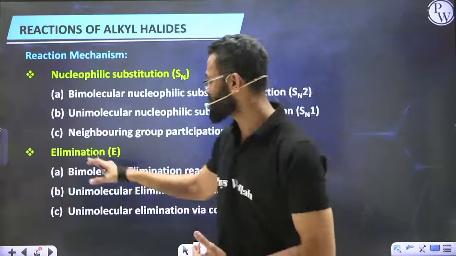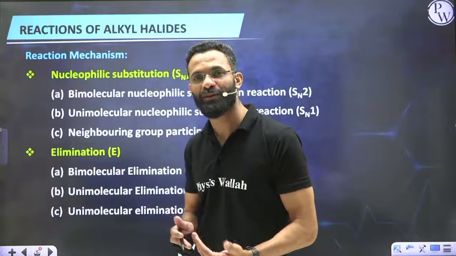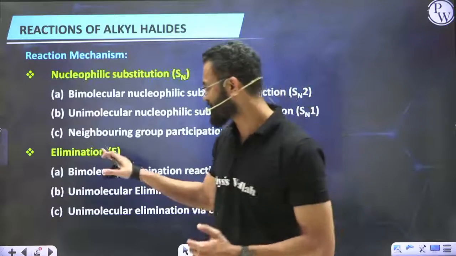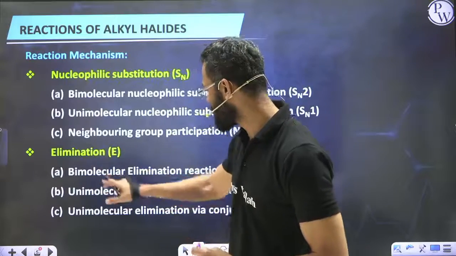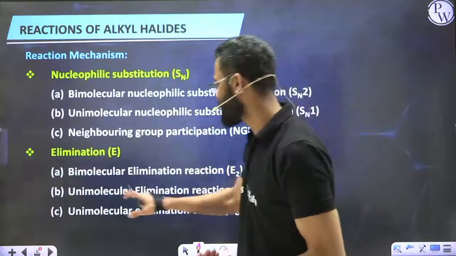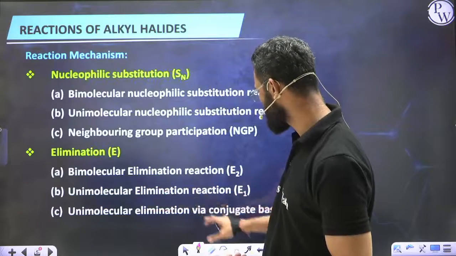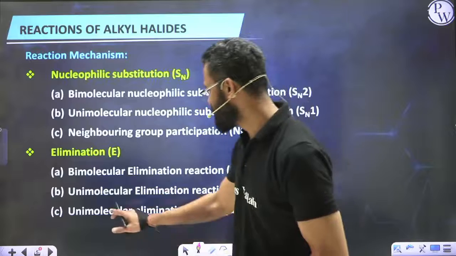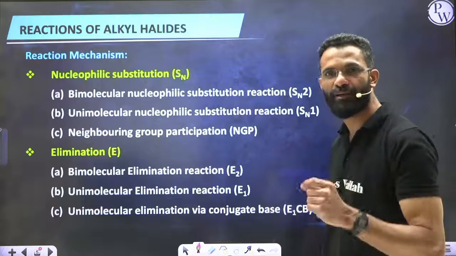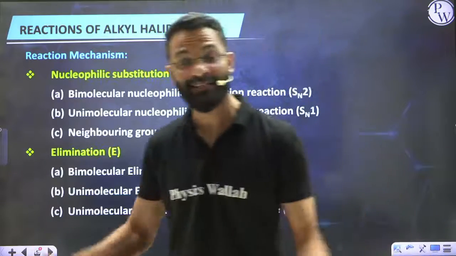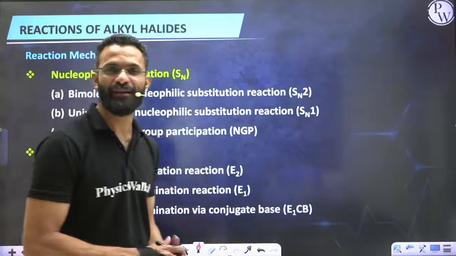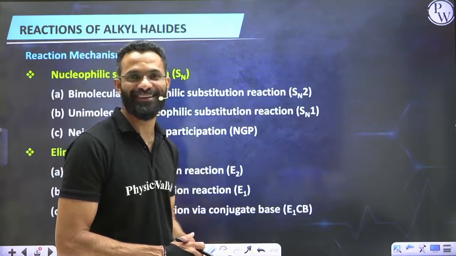Other than nucleophilic substitution, as we mentioned, we'll also be talking about another characteristic reaction of alkyl halide, which is elimination. Under this elimination reaction, we will be discussing the bimolecular elimination reaction, abbreviated as E2. Then we'll also be talking about the unimolecular elimination reaction, which is E1, followed by unimolecular elimination via conjugate base, which is more often called E1CB. Well guys, this is the scope of the reaction mechanism chapter. Once this is done, we'll be entering into the preparation and chemical reactions of alkyl halide.